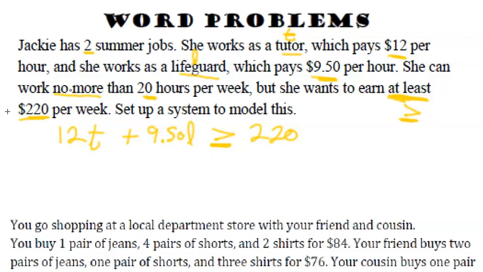And then it says no more than 20 hours. So it can't be 21 hours, but it could be 19. So we're going to put less than or equal to for that. A way to check yourself, again, just come up with some numbers. Is 21 reasonable or is 19 reasonable? So T plus L has to be less than or equal to 20.